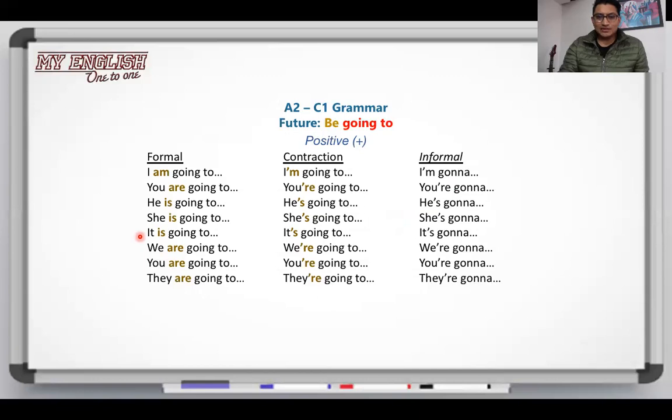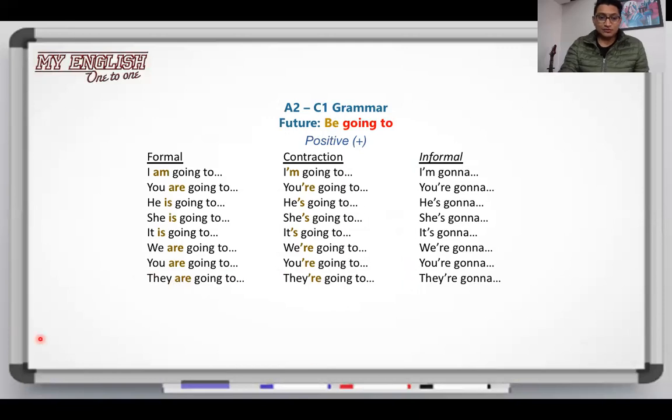It is going to study. It's going to study. It's gonna study. We are going to eat. We're going to eat. We're gonna eat. You are going to go. You're going to go. You're gonna go. They are going to travel. They're going to travel. They're gonna travel. All right, so this would be the positive form.